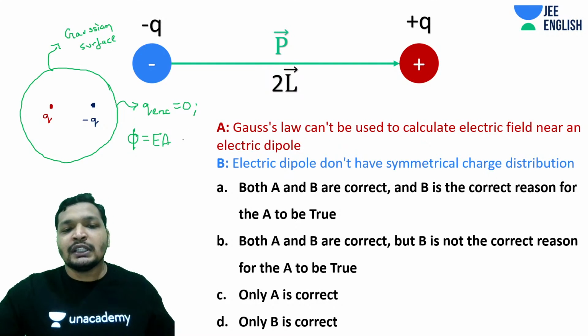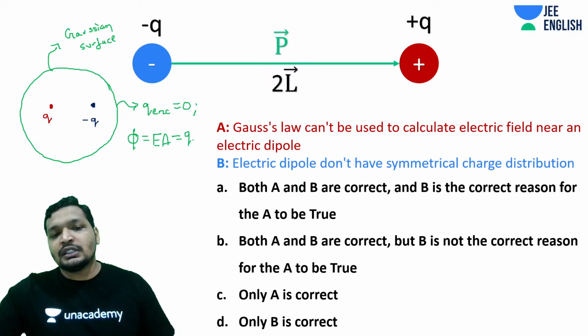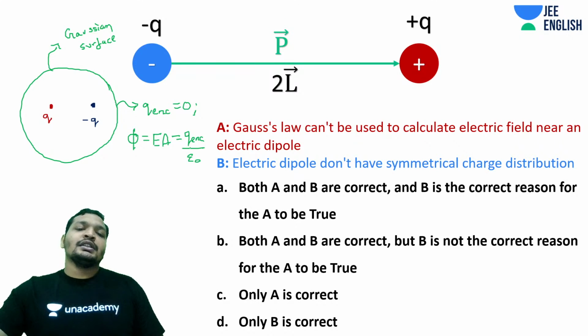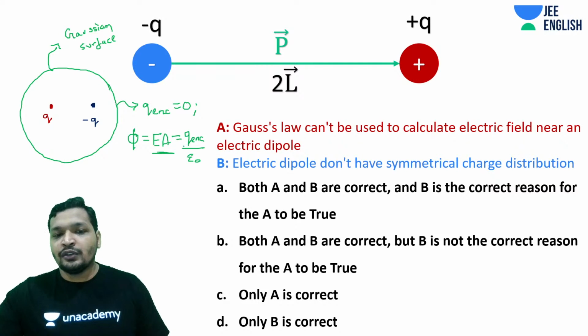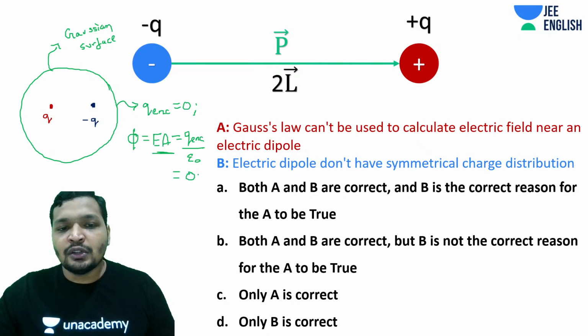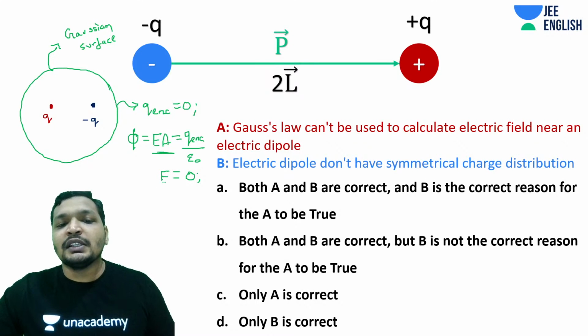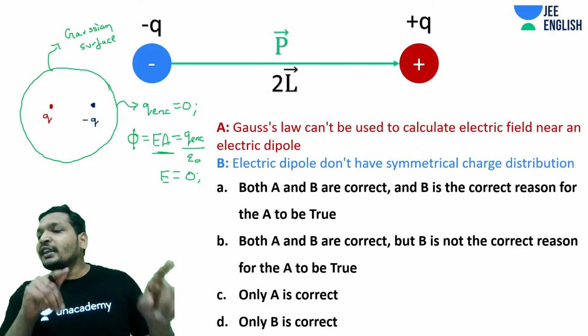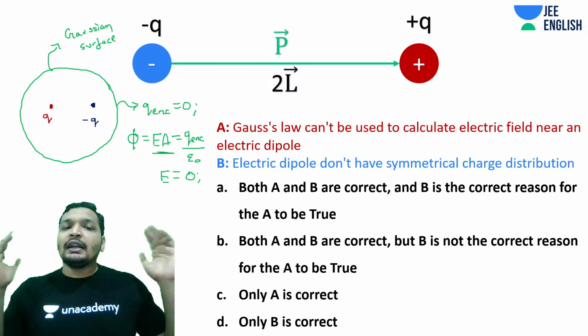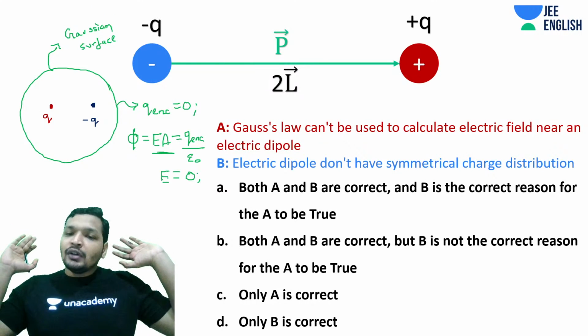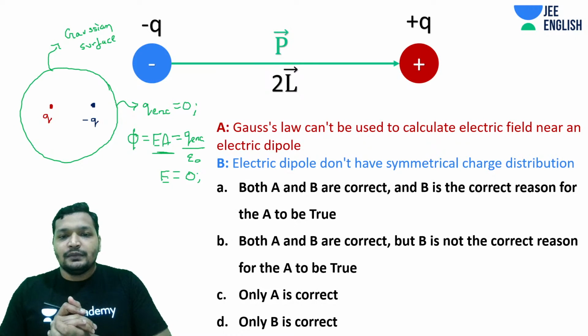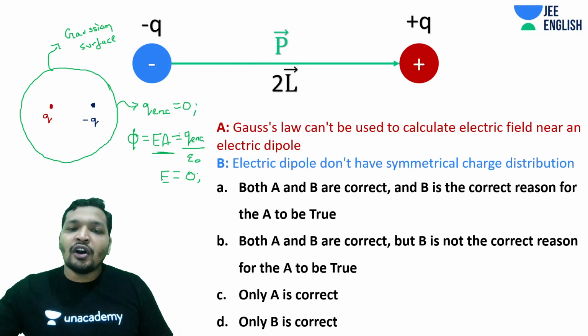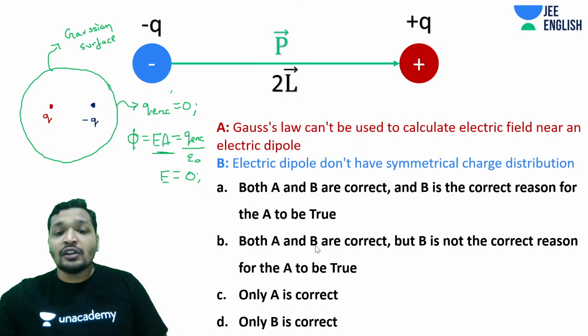According to Gauss law, charge enclosed is 0. So that means phi is equal to E into A is equal to Q by epsilon naught. This is the flux definition. This is the Gauss law. That means this should be 0, and that means electric field should also be 0. But we know that dipoles have electric field. Thus, Gauss law cannot be applied on dipole.